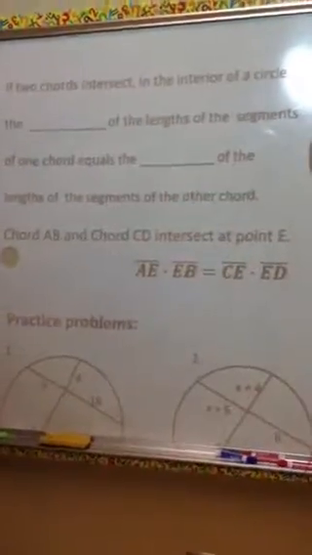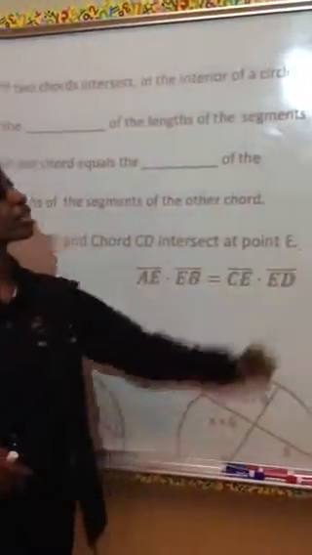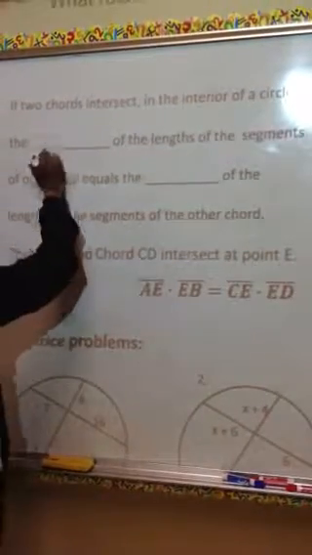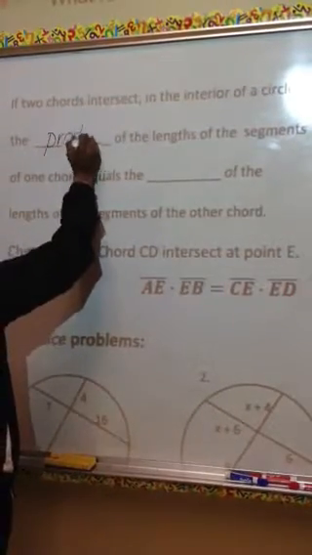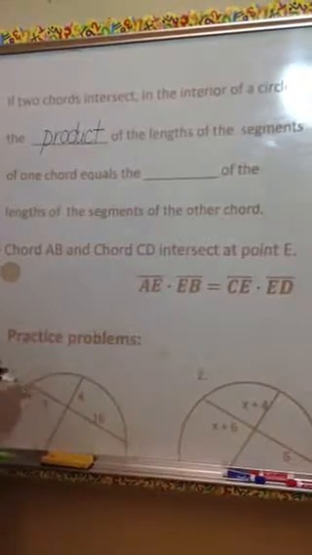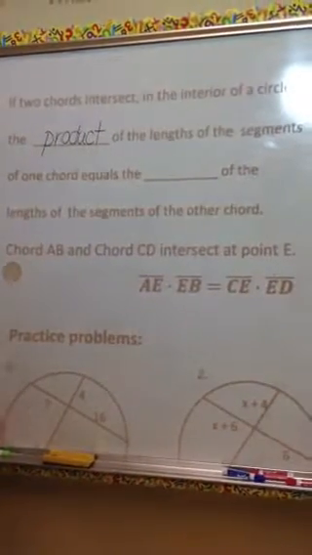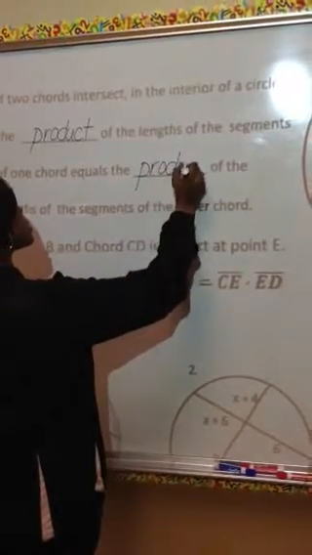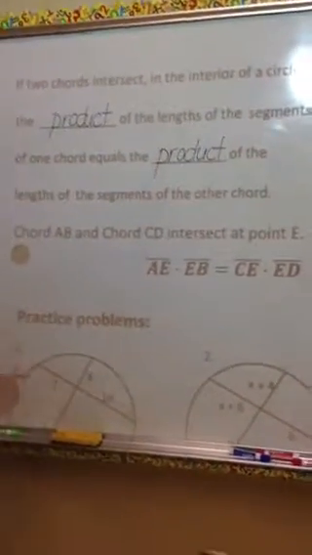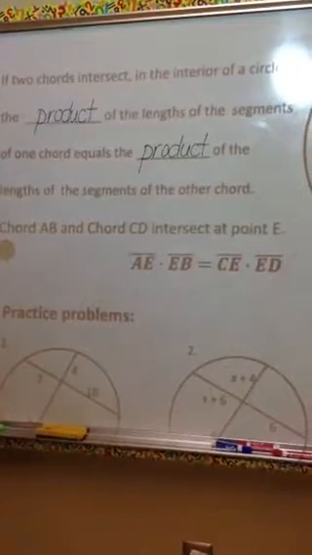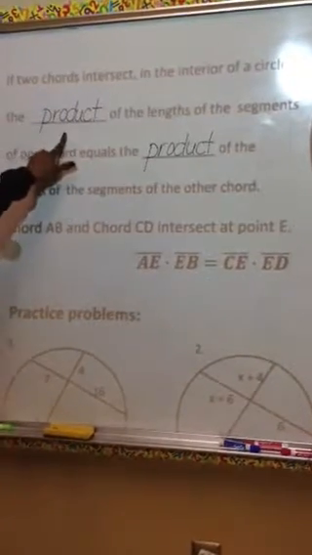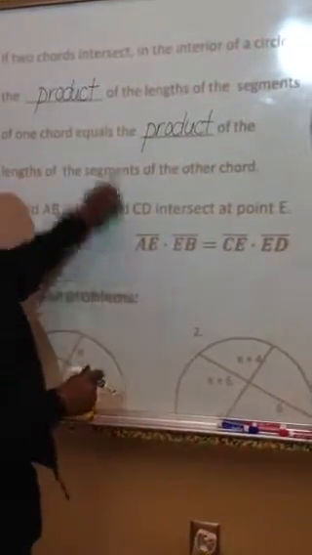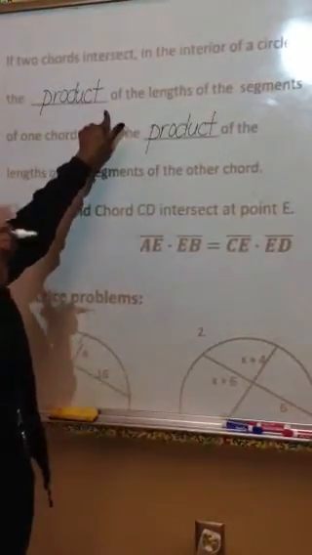If two chords intersect, and we do see two chords that intersect, in the interior of a circle, the product, let's write this down, of the lengths of the segments of one chord equals the product of the lengths of the segments of the other chord. Now, we know to find a product, we need to multiply two measures. And what I do, when I focus on one chord now, we're finding a product for one chord.